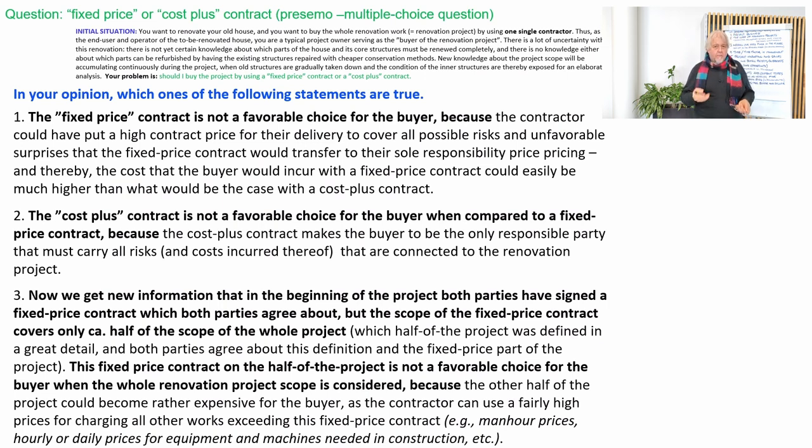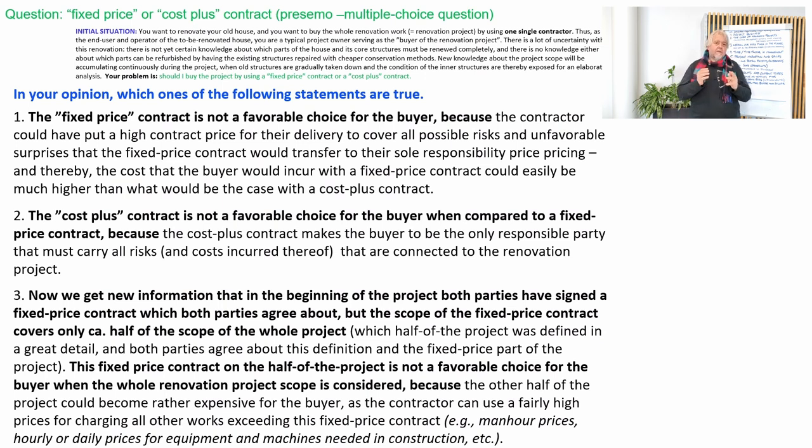Now the third statement is the following. Now we get new information that in the beginning of the project, both parties have signed a fixed price contract, which both parties agree about. But the scope of the fixed price contract covers only circa half of the scope of the whole project. And this half of the project was defined in a great detail, and both parties agree about this definition and the fixed price part of the project.